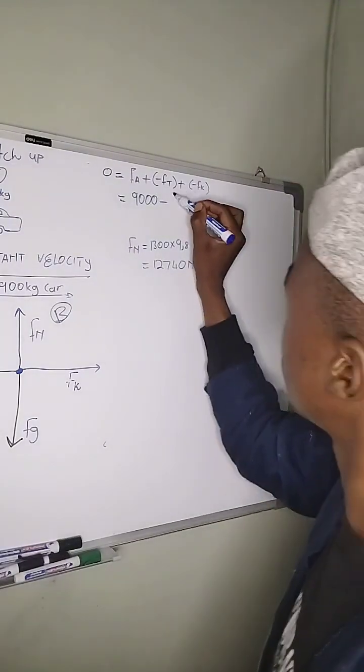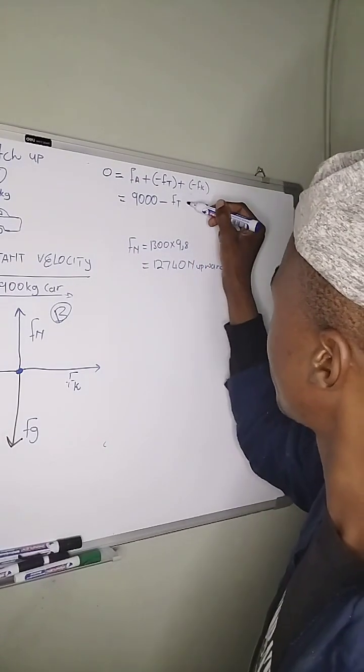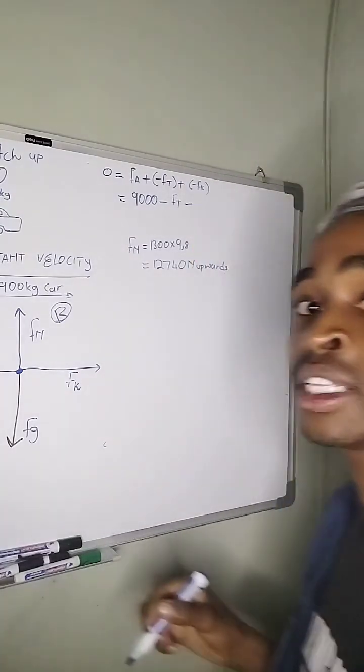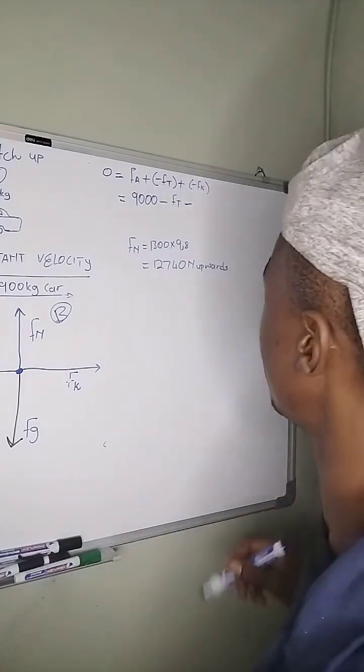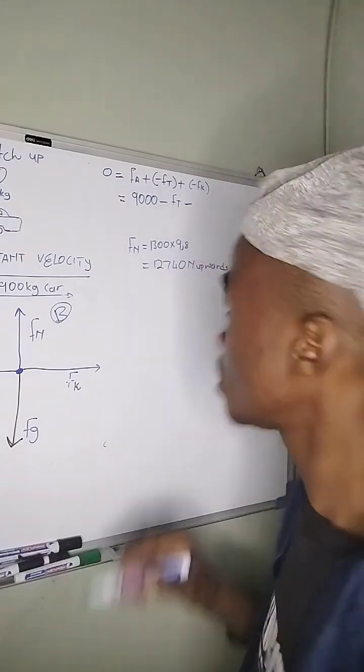So now we are going to have our Ft. What is our Fk? We have to calculate the value of the Fk, right? The value of the Fk. So the value of the Fk is going to be what?